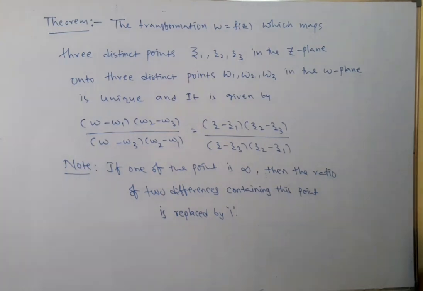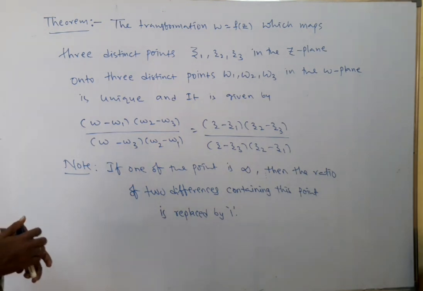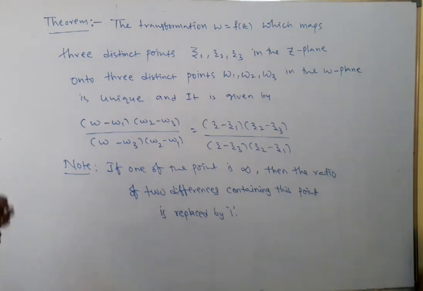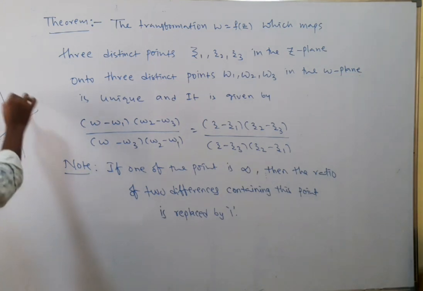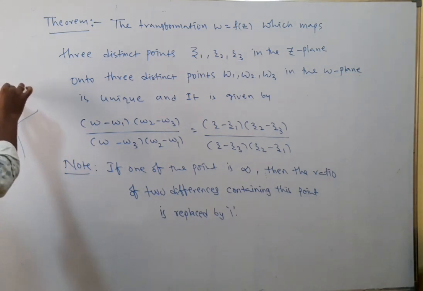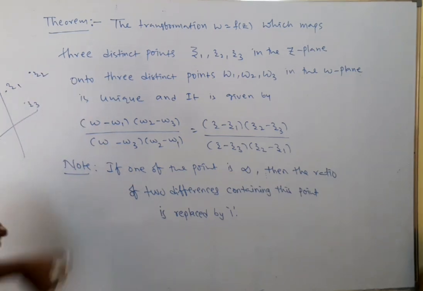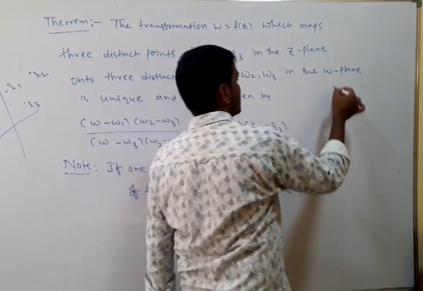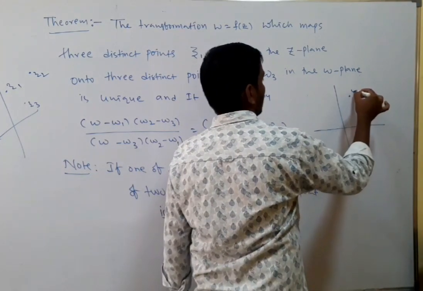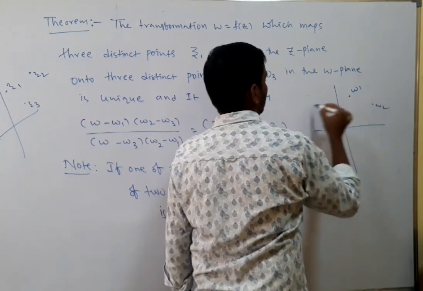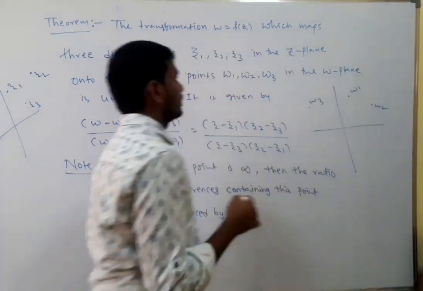Right. Last concept, then we go for the problems. Now this theorem is very important, proof is not needed. If you take the transformation W is equal to f of z, which maps three distinct points in the z plane, I am going to take the three points z1, z2, z3, to the three distinct points in the W plane, that is w1, w2, w3.